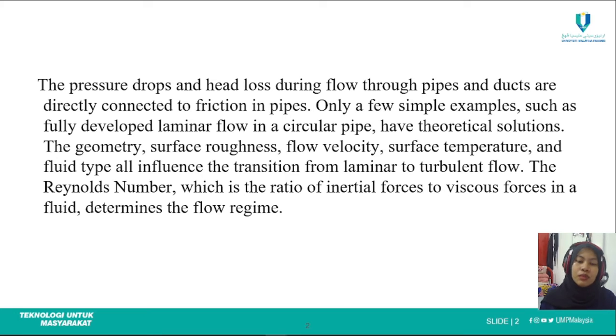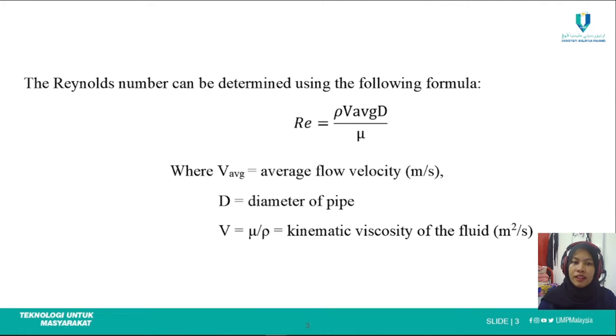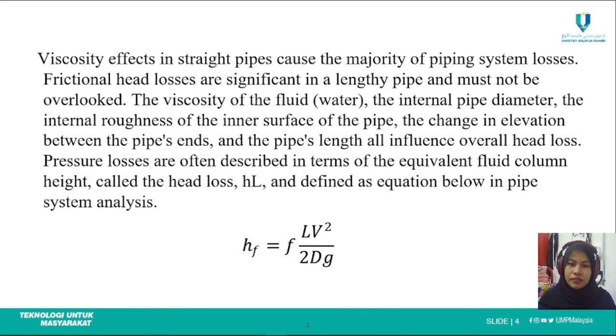The Reynolds number, which is the ratio of inertial forces to viscous forces in a fluid, determines the flow regime. The Reynolds number can be determined using the following formula, where V average is the average flow velocity, D is the diameter of the pipe, and ν is the kinematic viscosity of the fluid. Viscosity effects in straight pipes cause the majority of piping system losses. Frictional head losses are significant in a lengthy pipe and must not be overlooked.